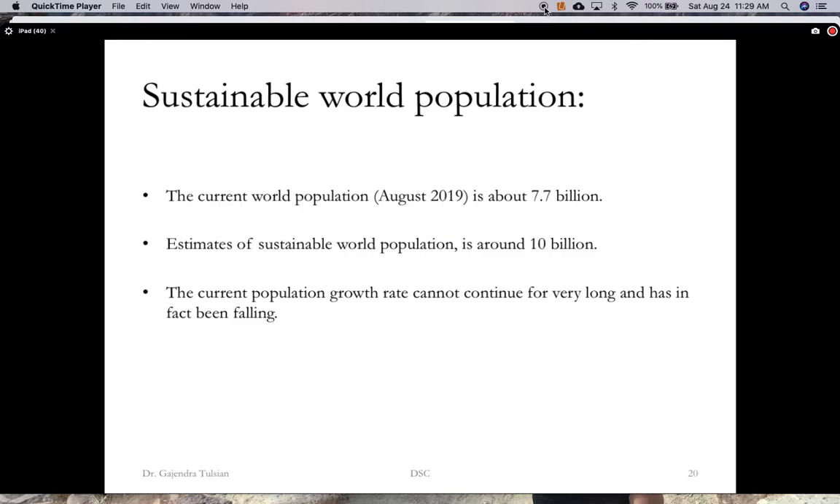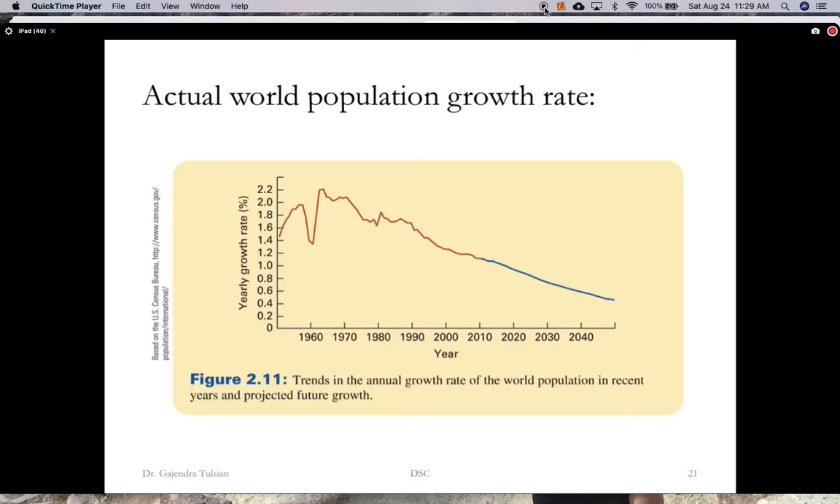That's right now. And estimates of sustainable world population is about 10 billion. So a lot of scientists believe that the world population will stabilize at 10 billion and eventually start decreasing. Of course, the current world population growth rate won't grow for very long. And in fact, the growth rate has been declining.